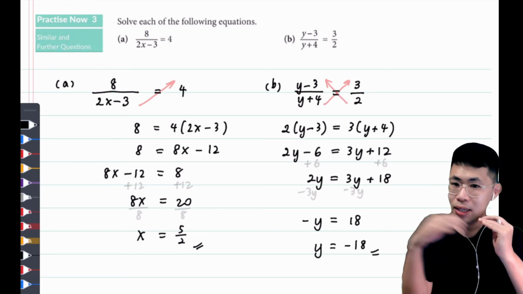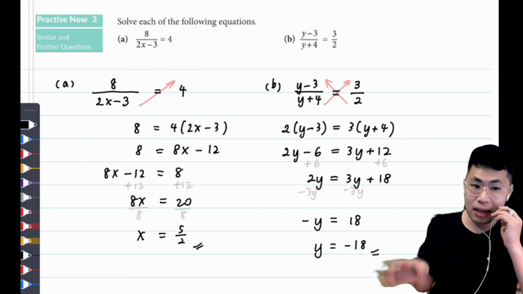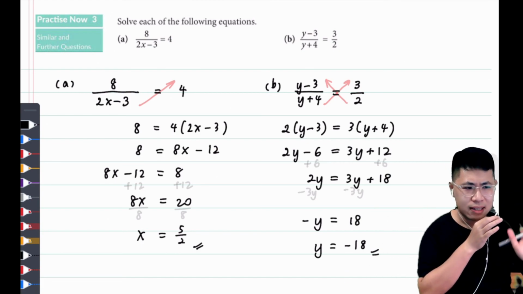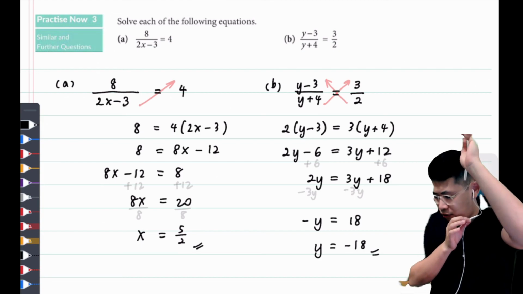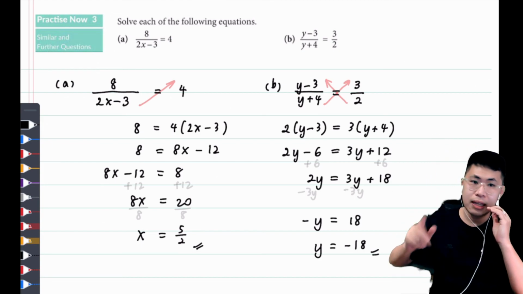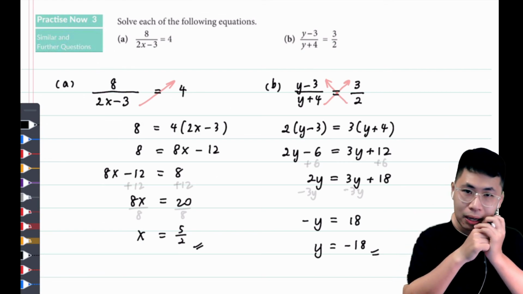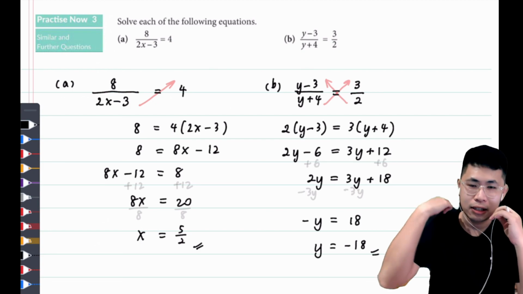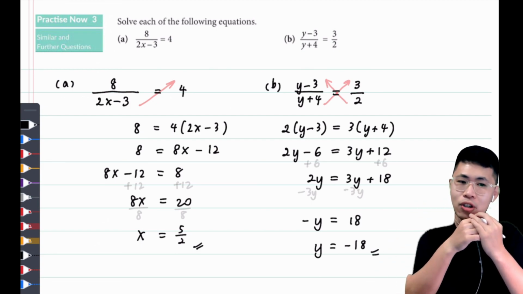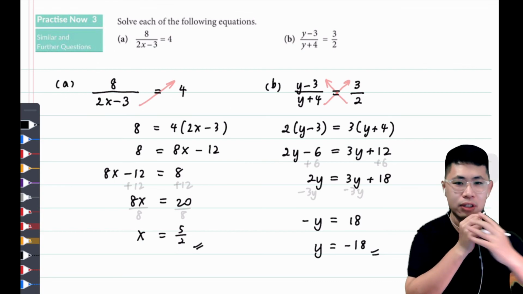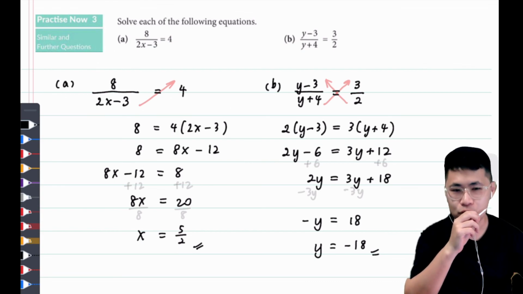So actually the rest of this one is the same as what we did so far. The rest is exactly the same. It's just that the first line over there, how do we get rid of the denominator? We just need to cross multiply the denominators out. Okay, so this ends the second video, and stay tuned for the third video for linear equations with fractions.